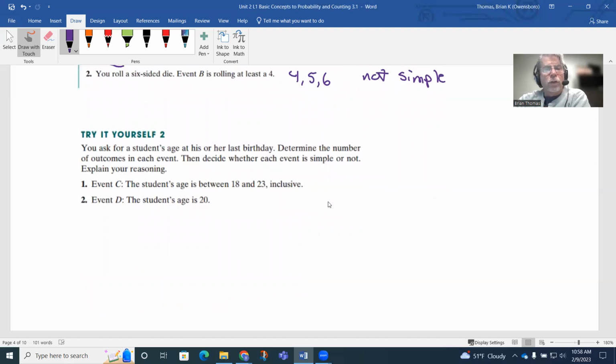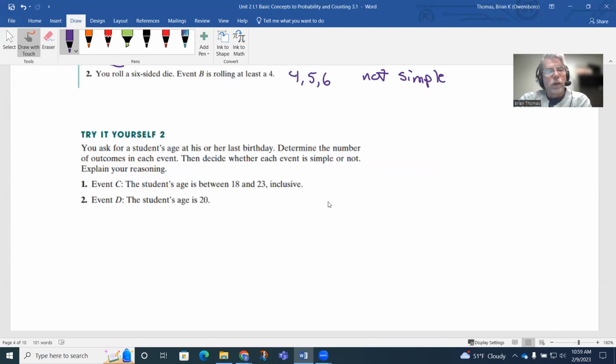Let's pause a second here, and see if you can look at the next two events and identify if each is simple or not. I'll go ahead and continue on, but you can pause it if you like. You asked for a student's age at his or her last birthday. You determine the number of outcomes in an event, then you decide whether each event is simple or not.